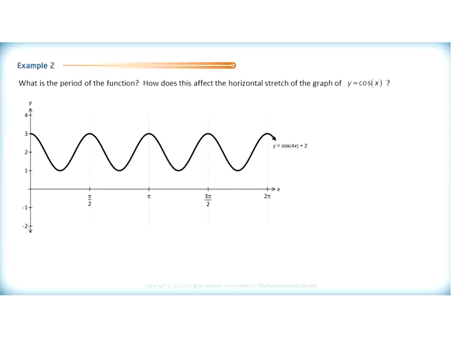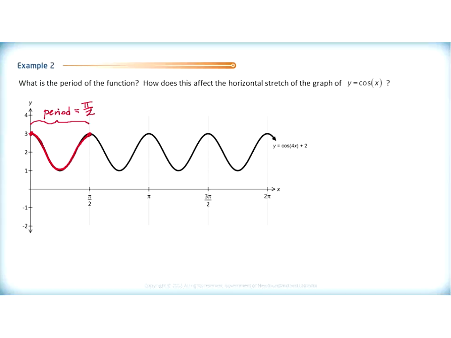In example 2, we are asked, what is the period of the function graphed, and how does this affect the horizontal stretch of the graph of y equals the cosine of x? So what I would suggest here is that you pick out one full cycle of the graph. I always begin with the first positive cycle. I'm looking for a V-shaped graph, and this represents one cycle. So the distance, or the length for which one cycle occurs, gives us the period of this graph. So the period here is equal to pi over 2 radians.